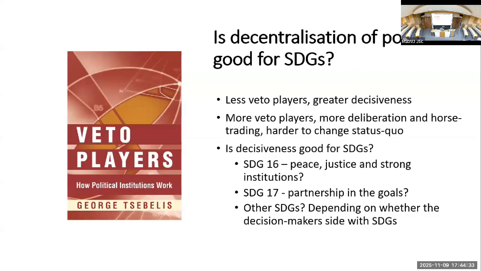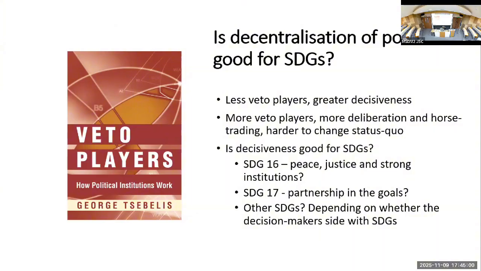Now, is this good or bad to have decentralization? You basically don't have a simple answer. Without decentralization, there are fewer veto players, so there is greater decisiveness. Decisions can be made much faster. If you have more veto players, then there is more deliberation and more horse trading, and it becomes harder to change the status quo. So is decisiveness good for the SDGs?